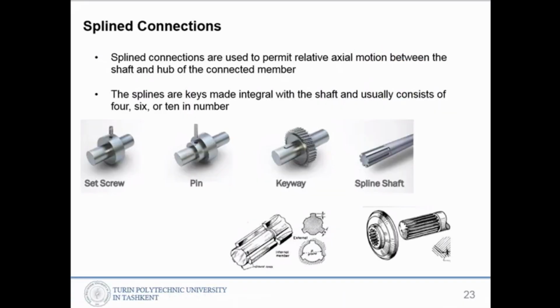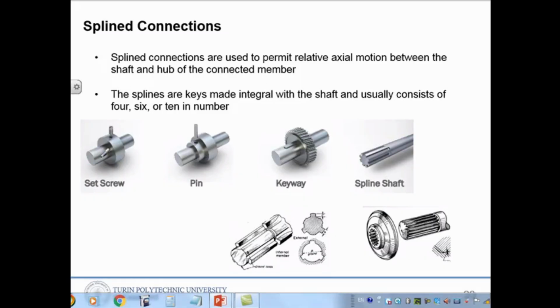Another connection shown in this slide is the spline connection. Spline connections are used to permit relative axial motion between the shaft and the hub of the connected member. So this is a shaft, and that is a hub, with a hole. The splines are keys made integral with the shaft and usually consist of 4, 6, or 10 in number.